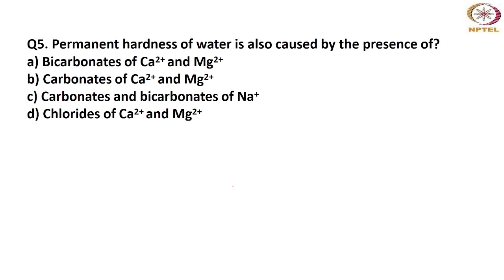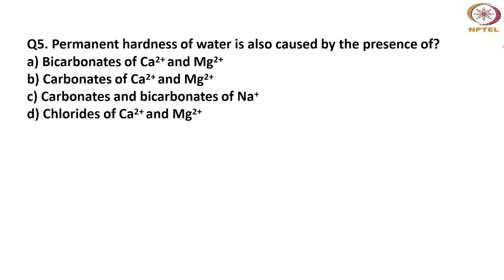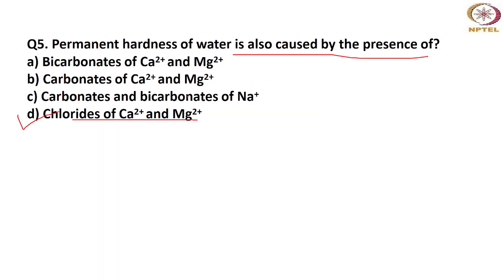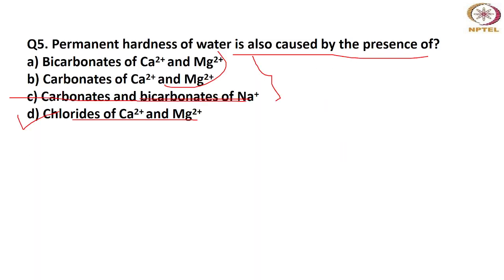So the correct answer will be D. That is the chlorides of calcium and magnesium. So the permanent hardness of water is also caused by the presence of chlorides of calcium and magnesium. Why? Because these others are not the permanent hardness. This is the non-permanent hardness we are getting from these things, and not from this. So avoid this one.